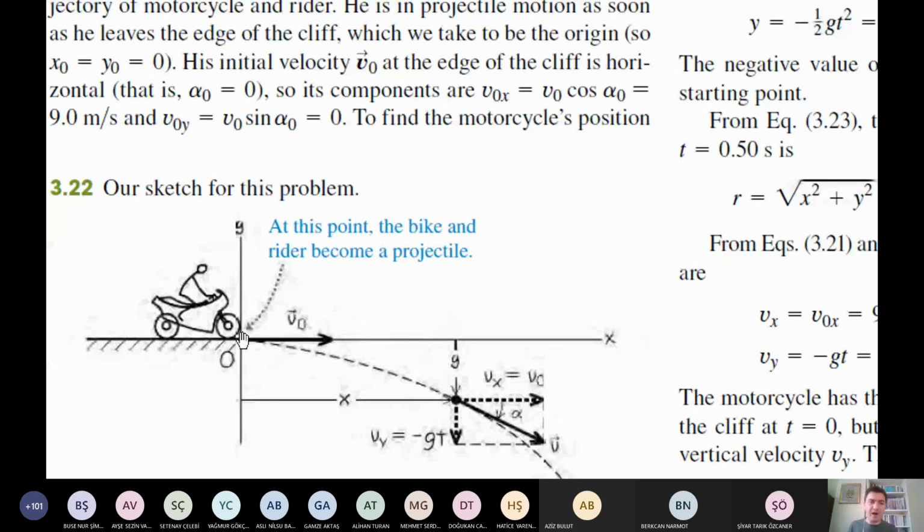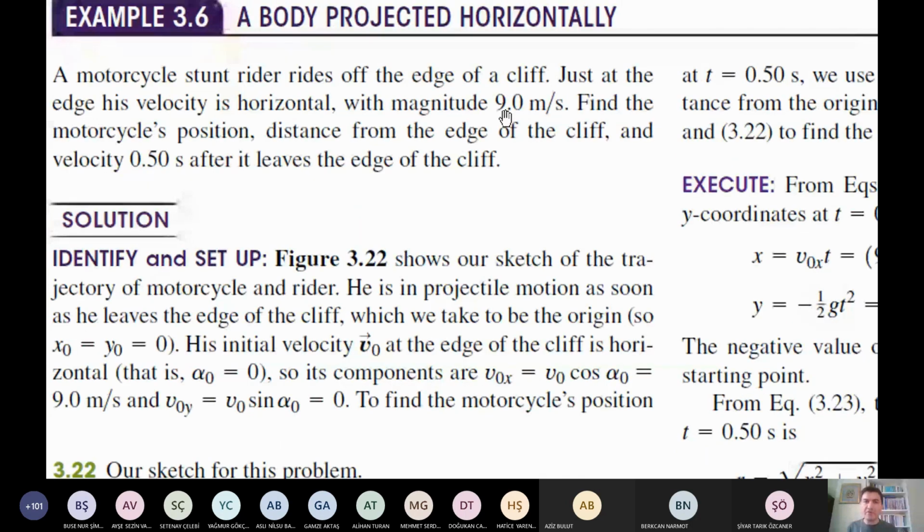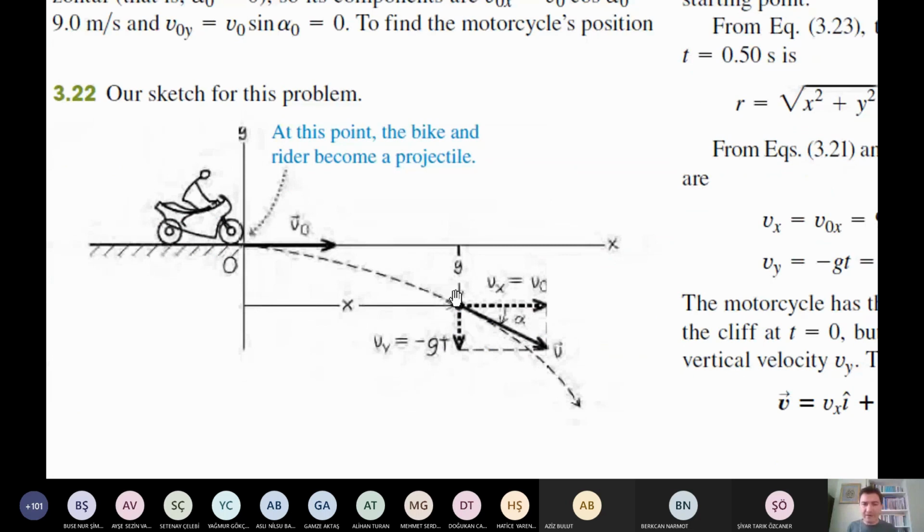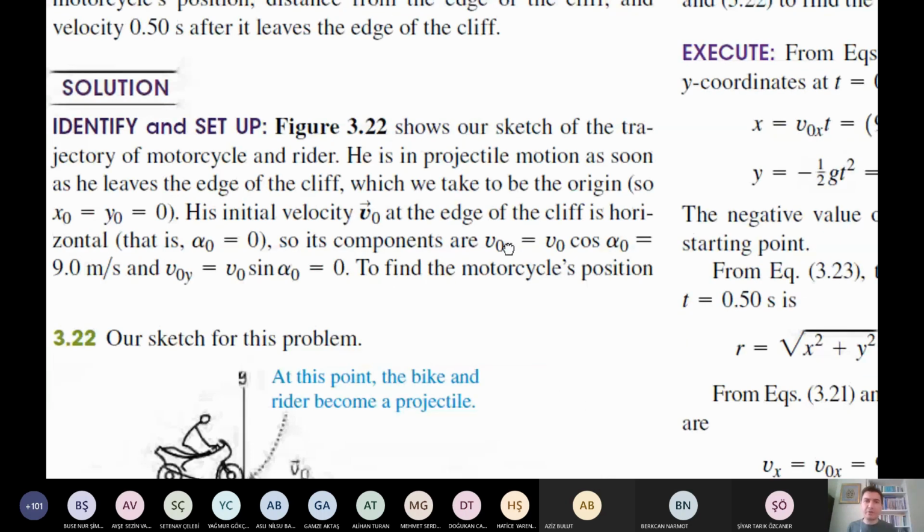And this bike has only velocity along the positive x direction. The magnitude of the velocity is 9 meters per second. Find the motorcycle's position, distance from the edge of the cliff, and velocity 0.5 seconds after it leaves the edge of the cliff. After 0.5 seconds, what is the position, what is the velocity, and what else? What is the distance from the edge?